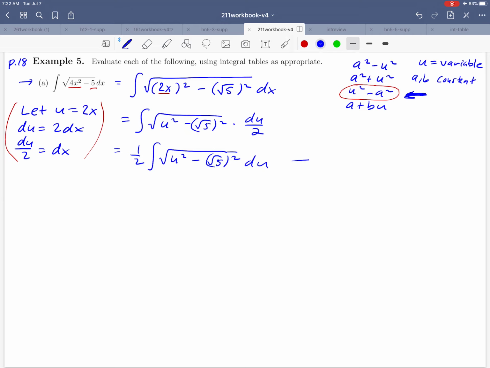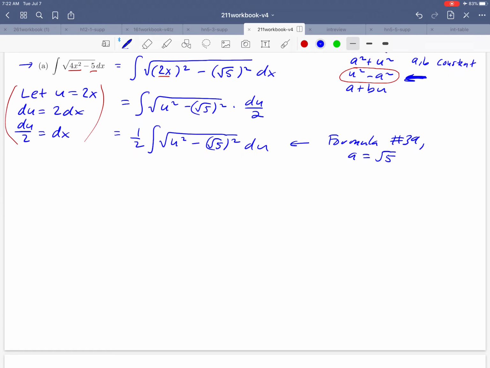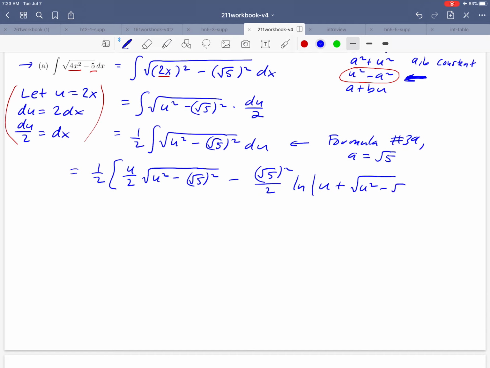So back to this page, I'm going to first write down the formula that we got. If you're doing this on a computer, you might want to have two windows open, one where you can see the problem and one where you can see the integral table. I'm going to write down the antiderivative that formula 39 gave us. It looked like this: u over 2 times the square root of u squared minus a squared, minus a squared, so square root of 5 squared over 2, times the natural log of the absolute value of u plus the square root of u squared minus a squared, plus a C on the end.